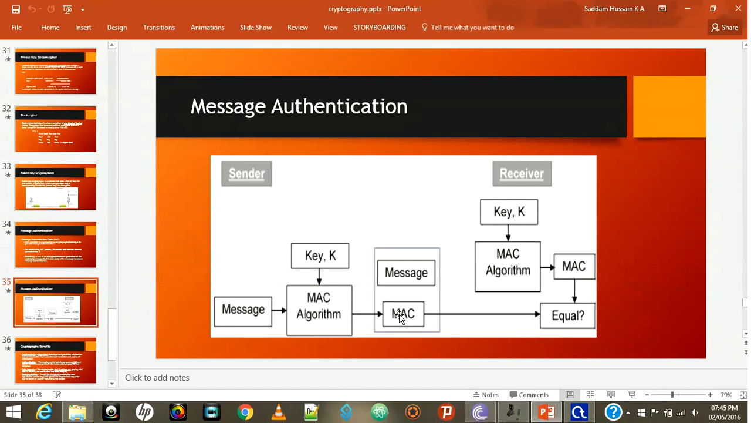Okay, so this MAC code, along with the message, is sent to the receiver. The receiver, using the same algorithm and the same key, will also generate the MAC code, and checks if the received MAC and the generated MAC are equal. Only if they are equal can you get the message or information. Like this, authentication will be performed. So this is called message authentication.